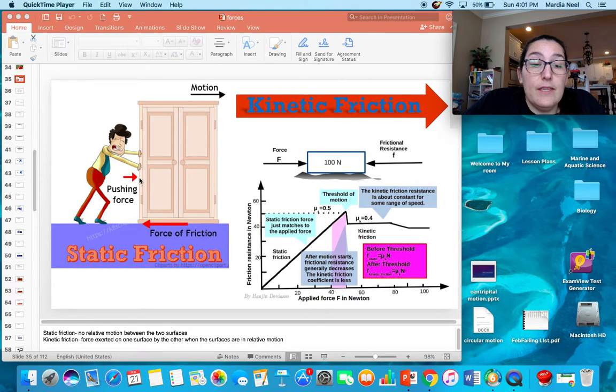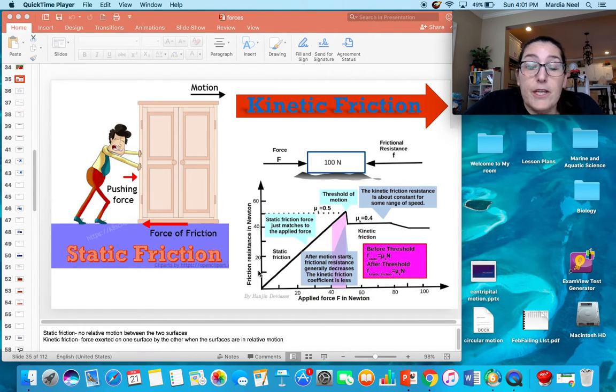So he's pushing this way. Friction is pushing back. If motion occurred, it would be going here, but motion's not occurring. So this is static friction. When he finally pushes with enough force to break this free, then it would be kinetic friction because this is in motion. So this is the drawing at the bottom that you're going to put on your Doodle notes.